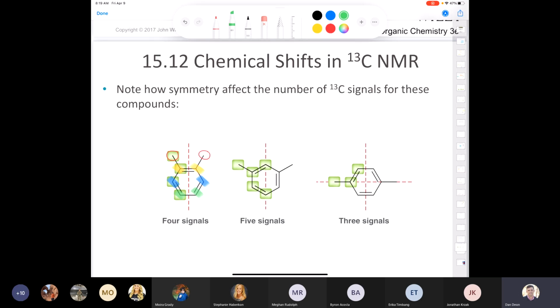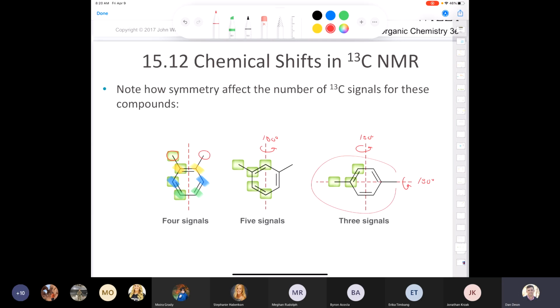I'm not going to analyze the next two in detail. I think by now you've probably got the hang of it, but based off of the plane of symmetry, or the axis of symmetry, I should say, in the second compound, we have a total of 5 signals, and there are 2 axes of rotational symmetry in paraxylene, aren't there? Right, 2 axes of symmetry, and so we only end up with 3 unique types of carbons.